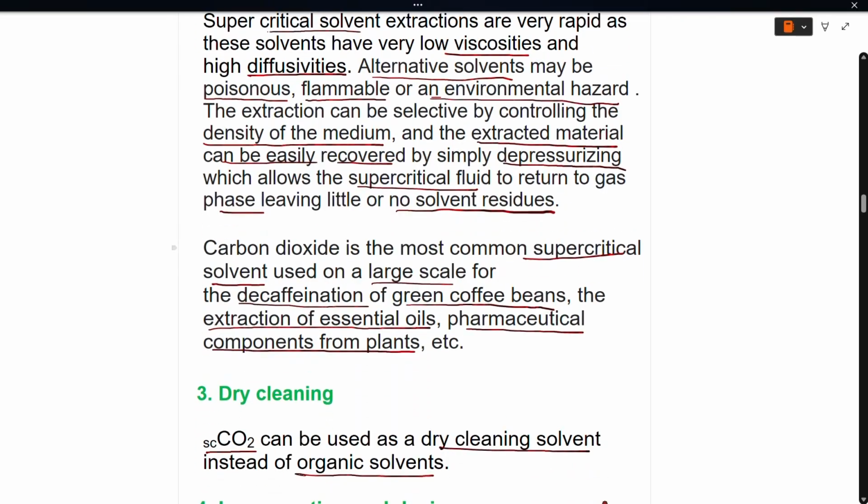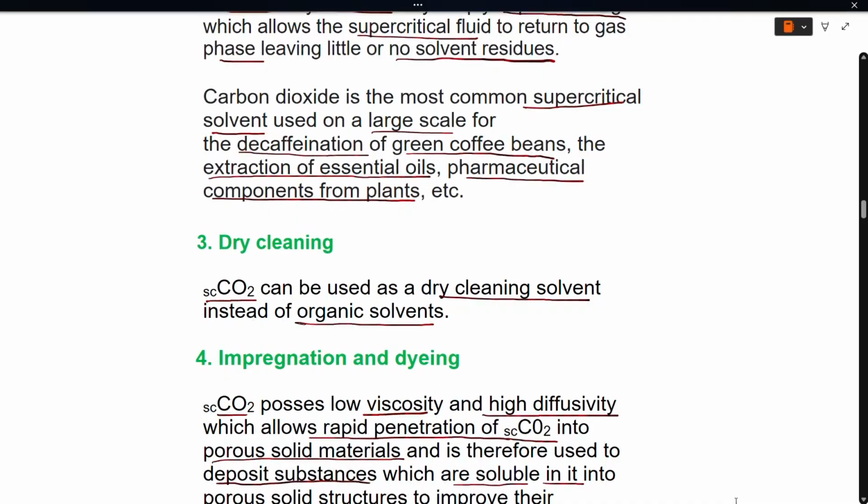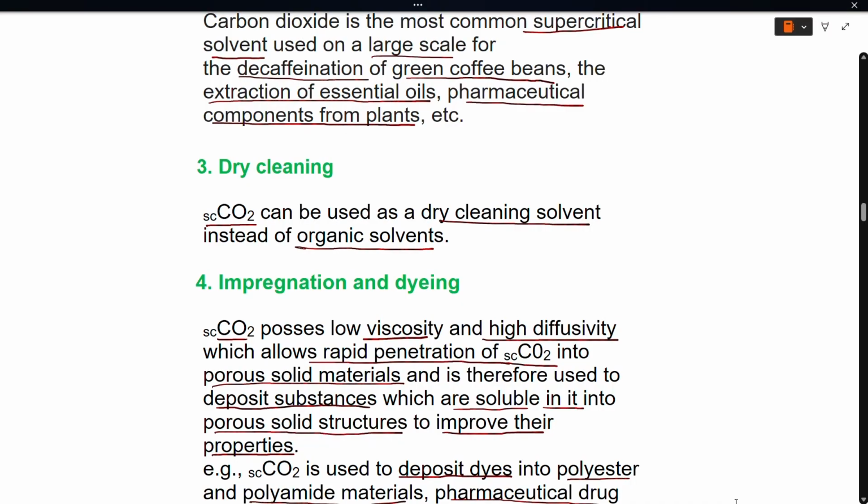So, for extraction it is quite easy, and we know that it is used for decaffeination of green coffee beans, then extraction of essential oil from a number of sources, it can be flowers, spices, anything else, and to extract pharmaceutical components from the plants. It can be used for dry cleaning because it is a very good solvent. At the same time, it is not hazardous like the organic solvents we use in dry cleaning, and it will not leave any residues in the dry cleaned material.